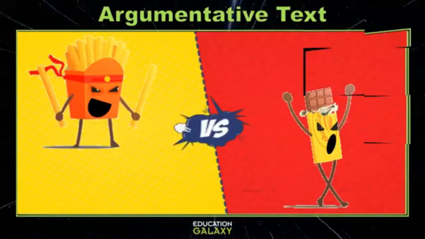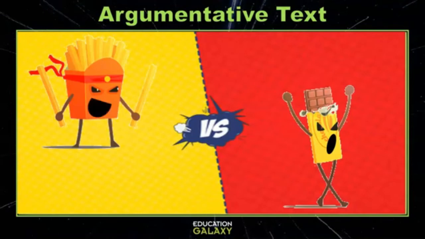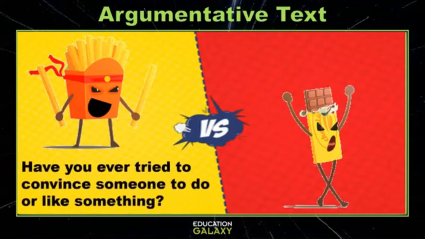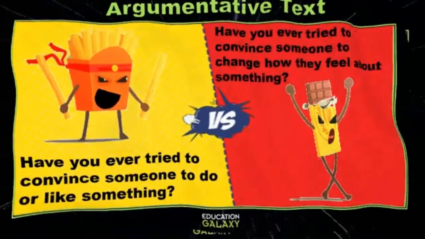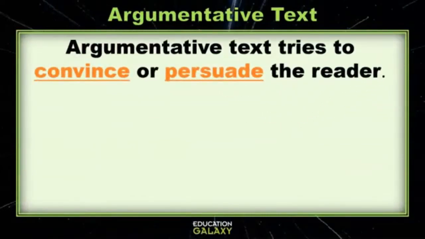Argumentative text. I am the best. French fries are the best food in the world. No way, Jose. Chocolate is way better than French fries. People like me more than you. Have you ever tried to convince someone to do or like something? Have you ever tried to convince someone to change how they feel about something? That is argumentative text. Argumentative text tries to convince or persuade the reader.